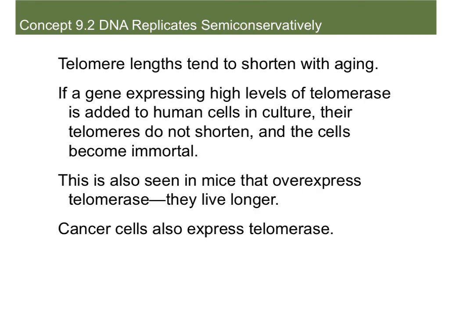Because each cell division shortens the length of a chromosome, the telomere length tends to shorten as you age. So if a gene expressing high levels of telomerase is added to human cells in culture, their telomeres do not shorten and the cells become immortal. This is also seen in mice that overexpress telomerase. They live longer. Cancer cells also express telomerase.